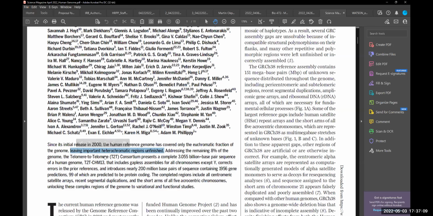So addressing the remaining 8% of the genome, the telomere to telomere, T2T consortium presents a complete 3.055 billion base pairs. See, if I teach, I can round it up, 3.1 billion or 3 billion, but precisely there are this many base pairs in our 46 chromosomes. We are all diploid, 23 from mom, 23 from dad. You can take this 3 billion, in an ideal situation, and multiply by the distance between the bases. The distance between two bases is 0.34 nanometers. So that would be the length of the DNA.